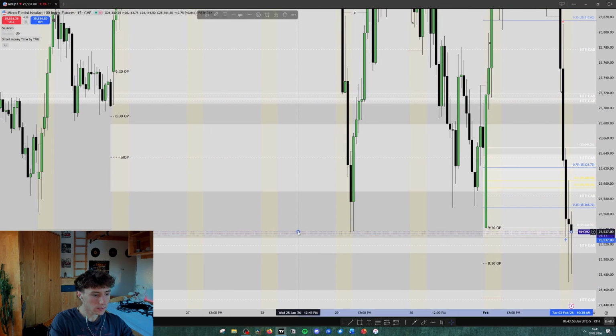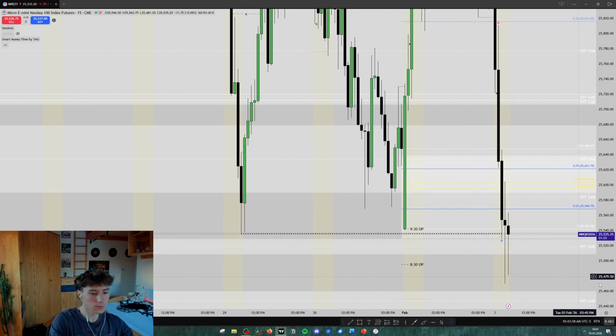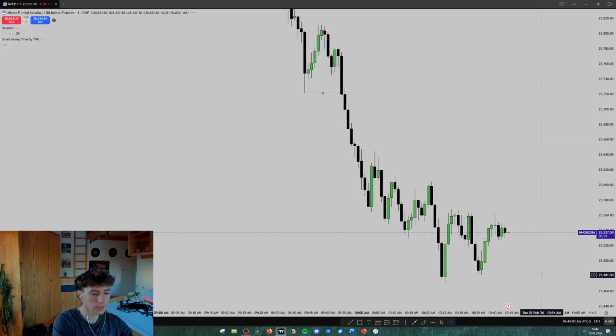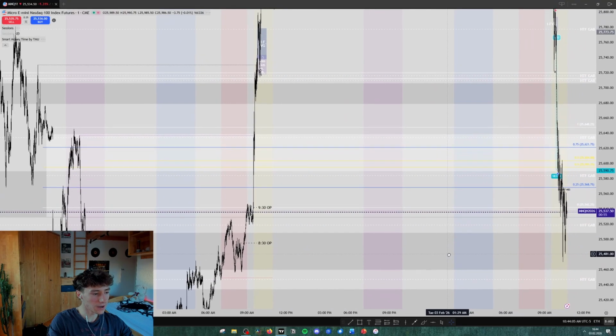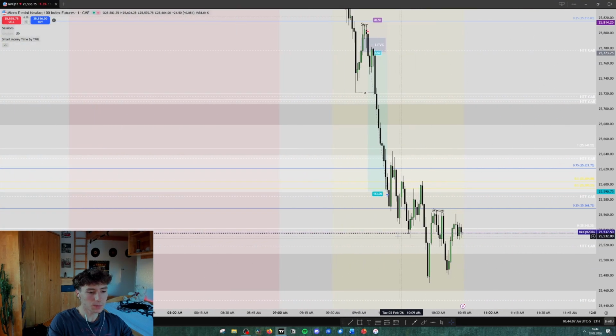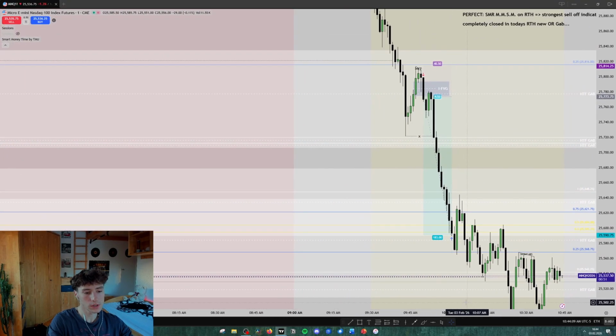So maybe let's do this a bit thicker so that we can see it. So that's the sell-side liquidity. Back to electronic trading hours. Really thick now, but now you get it. So that's basically our external target we can hold to.